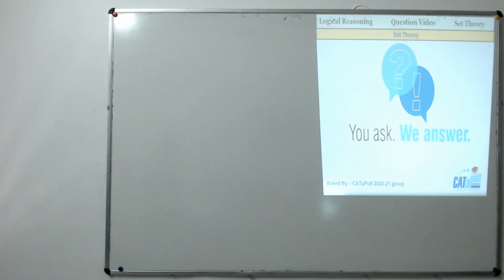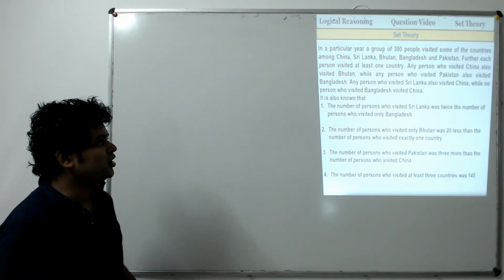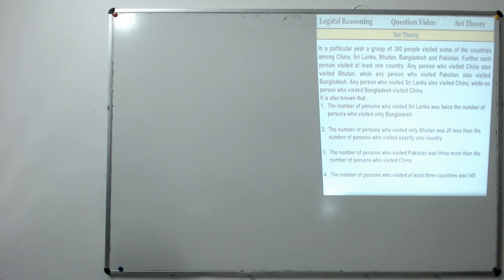So what is the question? In a particular year, a group of 300 people visited some of the countries among China, Sri Lanka, Bhutan, Bangladesh and Pakistan. So there are 5 countries which 300 people visited. Further, each person visited at least one country. So all 300 people visited at least one country. Any person who visited China also visited Bhutan, while any person who visited Pakistan also visited Bangladesh. Any person who visited Sri Lanka also visited China, while no person who visited Bangladesh visited China.